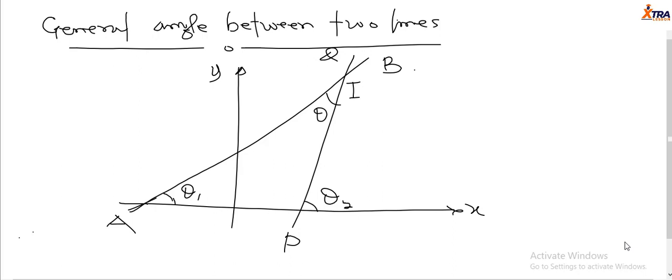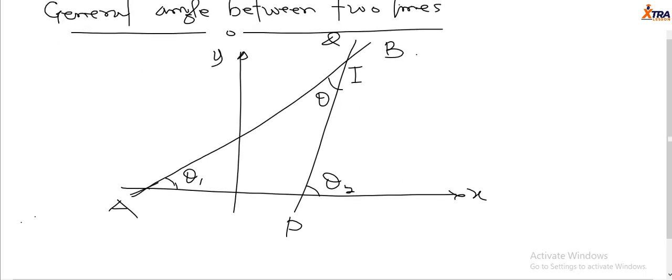So in this class we are looking at the general angle between two lines. Let's look at how to explain this better with the help of an illustration. We have a coordinate plane with x and y axes, and we have a line AB. Likewise we have line PQ meeting it at a point, which we call I. So an angle is formed there.